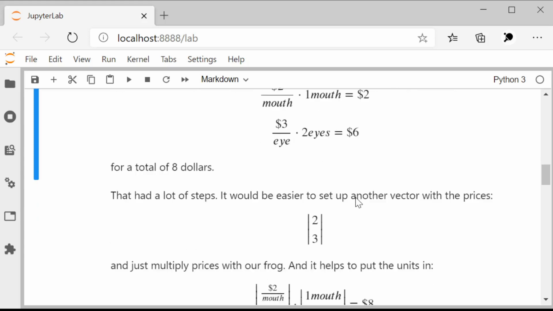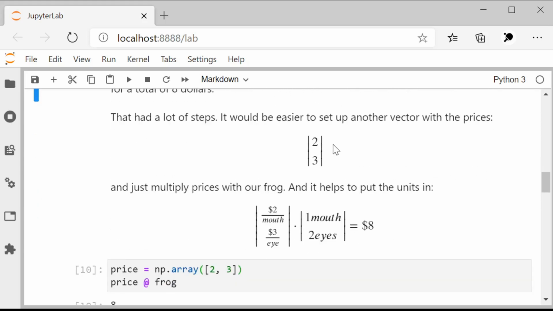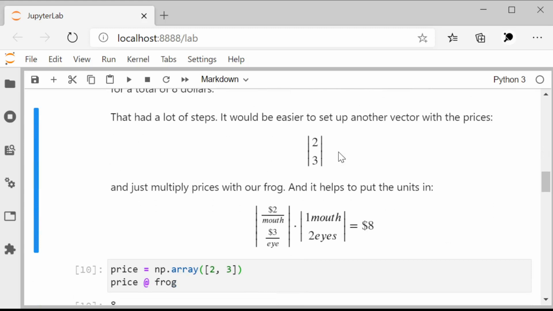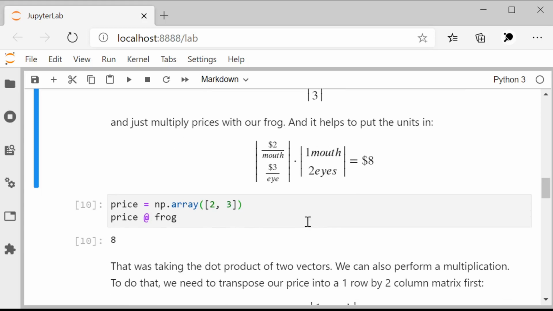How can I make it easier? I could set up another vector with 2, the amount of money I could get for a mouth, and 3, the dollar amount I would get for an eye. This is my price, 2 and 3. If I multiply my price with the number of body parts I have, which is my frog, 1 and 2, I should get the final total dollar amount, right?